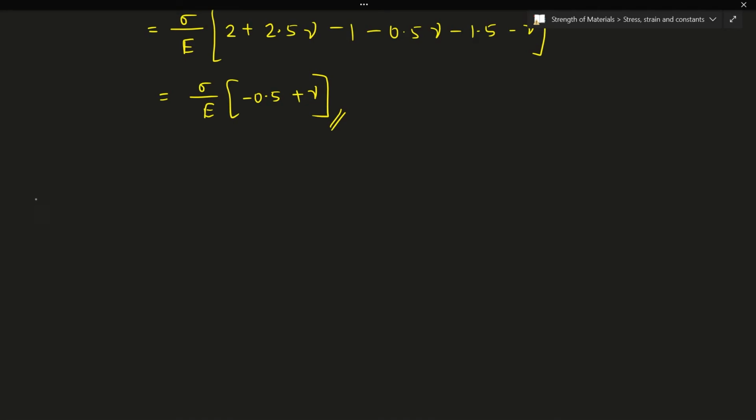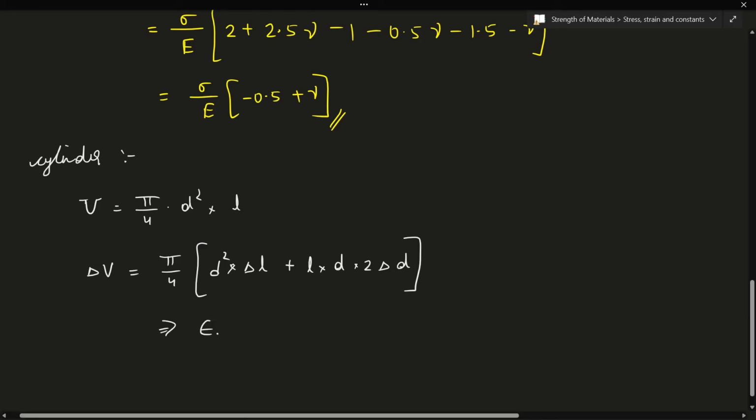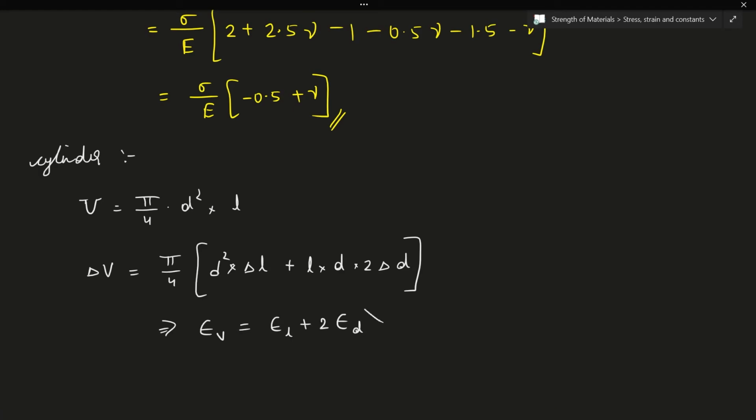So for a cylinder, the volume is pi by 4 into d square into L. This will be the original volume, and the change in volume delta V will be given by the formula pi by 4 into d square into delta L plus L into d into 2 delta d, right? So totally epsilon V will be equal to epsilon L plus 2 epsilon d.